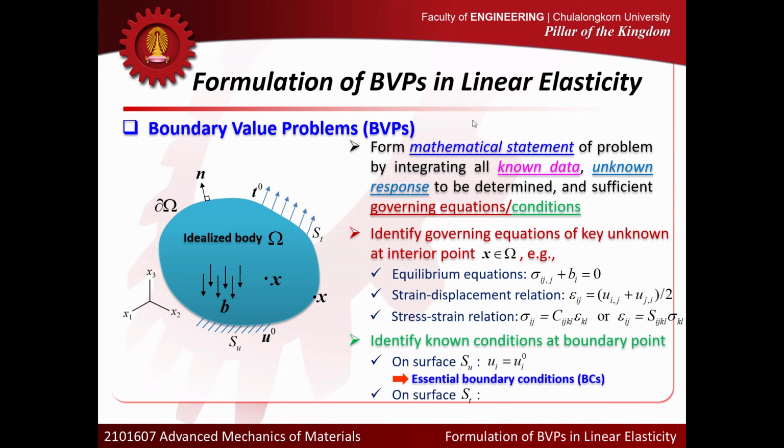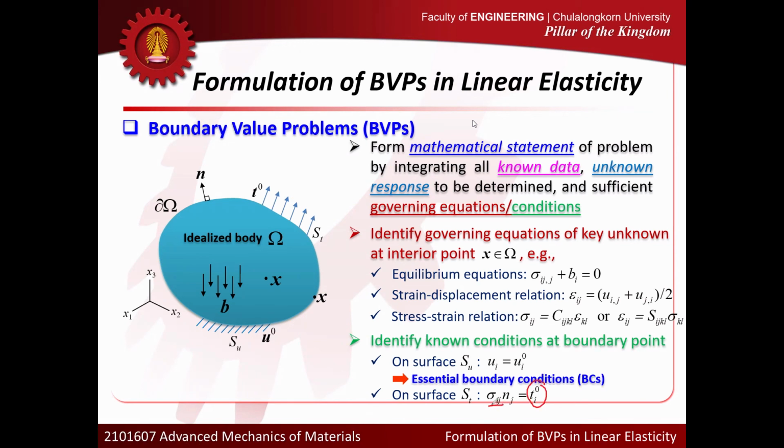Or on the other part of the boundary, the surface S_T, let's say that on this surface we know the contact force, we know the traction T_0. So on this surface, at any point, stress has to be related to the prescribed traction using the Cauchy formula. So sigma_ij n_j has to be T_i^0, where T_i^0 here is the prescribed traction.